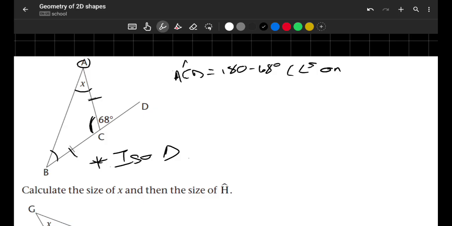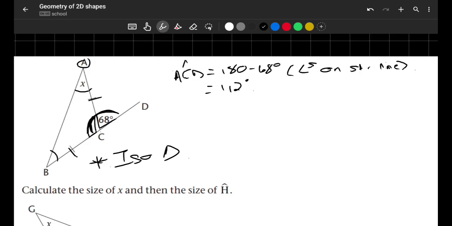Angles on a straight line. This is part of your geometry of straight lines. ACD is equal to 180 minus 68 degrees, meaning that angles that are on a straight line must add up to 180 degrees. So if this is 68 degrees, this other part is what's left. So this other part is going to be 112 degrees.